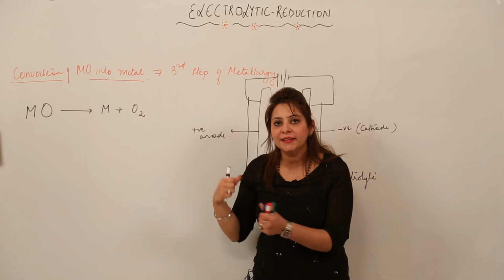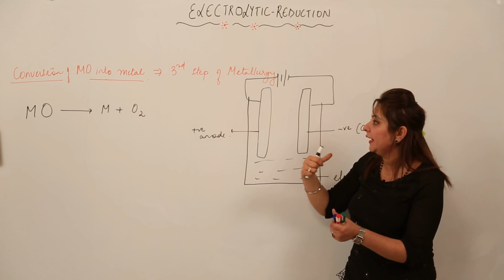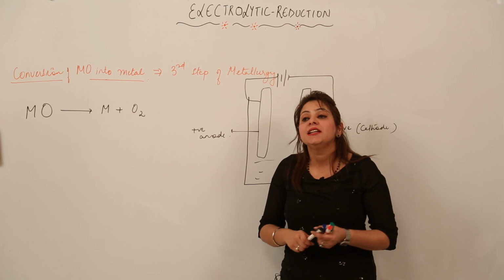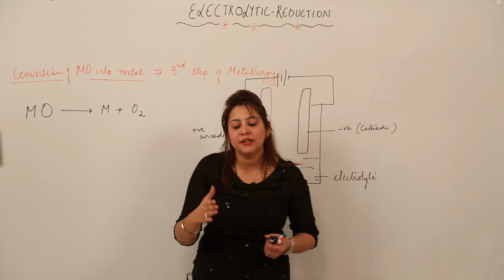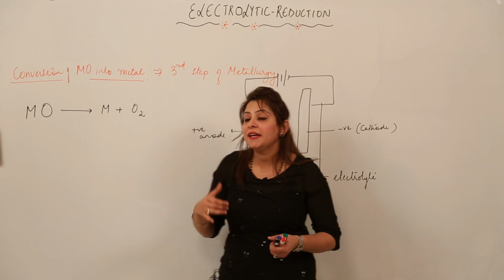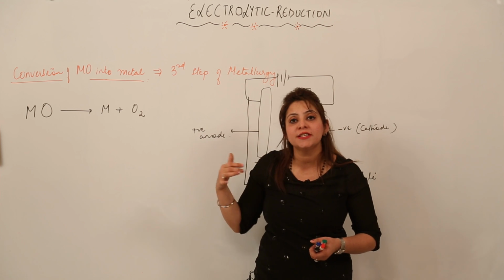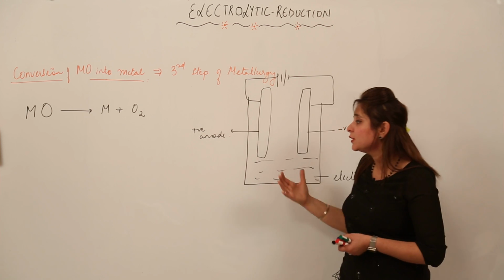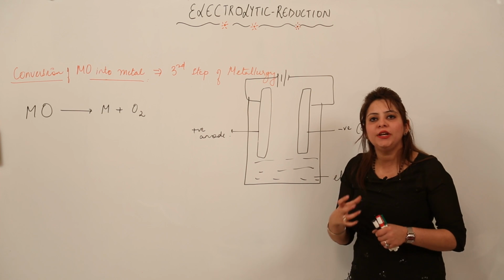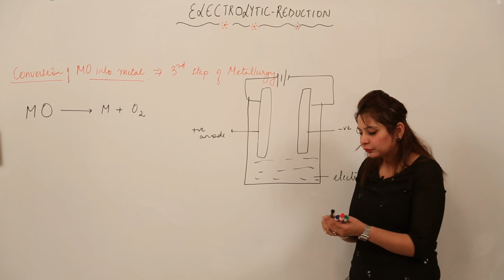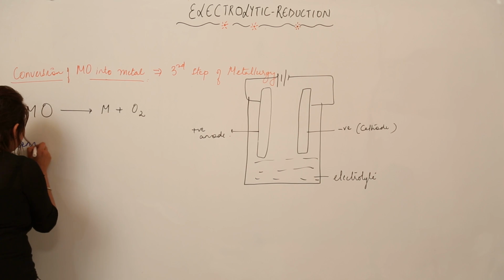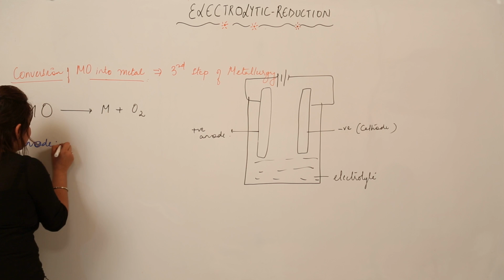So just look at the board for which metals we do electrolytic reduction. You should keep in mind that the metals which occur at the top of the activity series are mostly reduced by this process, electrolytic reduction. Look at the board to see what kind of anode, cathode or electrolyte we are going to use.